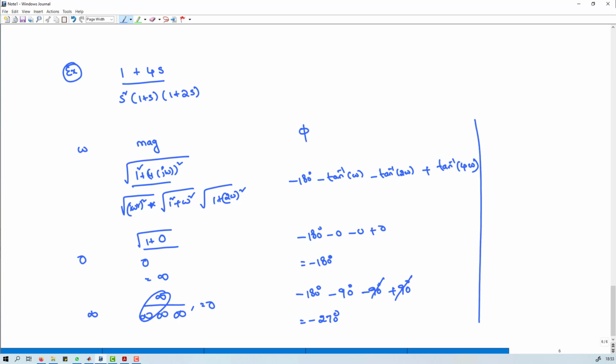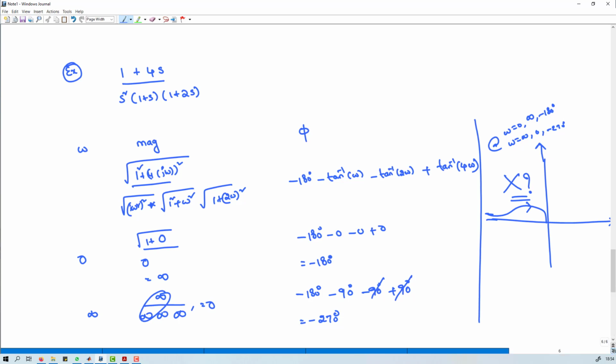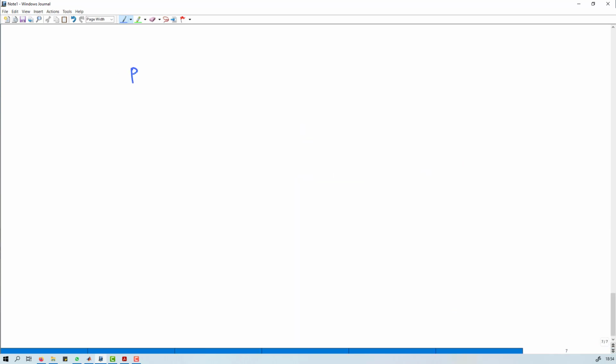Now you can see very importantly and closely, at omega is equal to 0, magnitude is infinity and phi angle is minus 180. And at omega is equal to infinity, magnitude is 0 and phi is minus 270. So as per our earlier discussion, it has to start somewhere here and end at minus 270, something like this. But here is the catch point, that is incorrect. Why? Because there is a zero in the numerator. So how do we represent the zero?